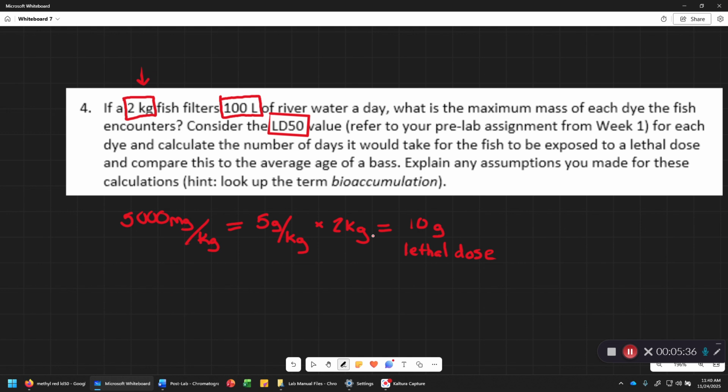The other information that we're going to need is, because our concentration is in terms of moles per liter, we need to know the molar mass of methyl red. The molar mass of methyl red, it's a pretty big molecule, so it has a pretty big molar mass, 269.3 grams per 1 mole of methyl red.